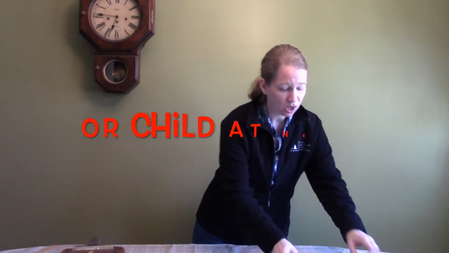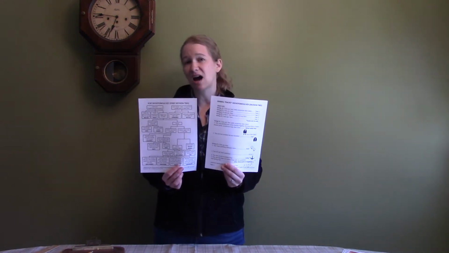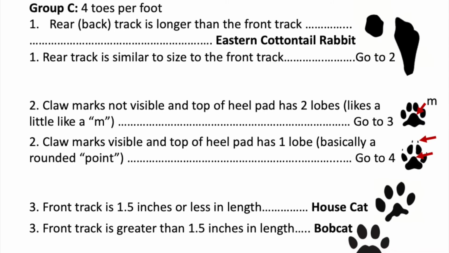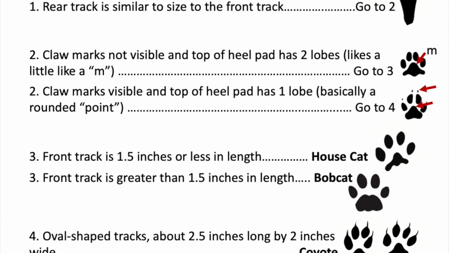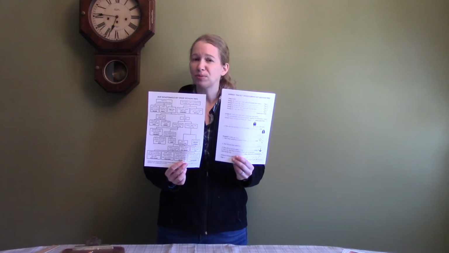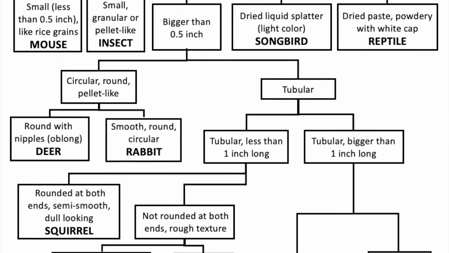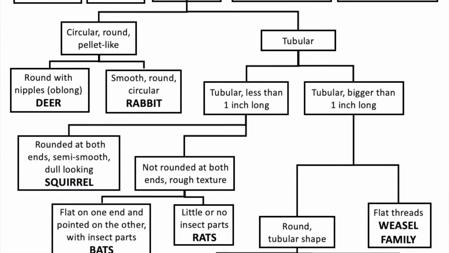If you're an older child, I also have included with this activity different dichotomous keys. A dichotomous key is basically a decision tree. It makes you decide, well, is it like this or is it like that? It helps you figure out what animal you are actually looking at in terms of its tracks or its scat. It may ask you to measure something, or look for different insect parts in it. So check these out, and you can make it into a hunt when you're looking for the scat and tracks.